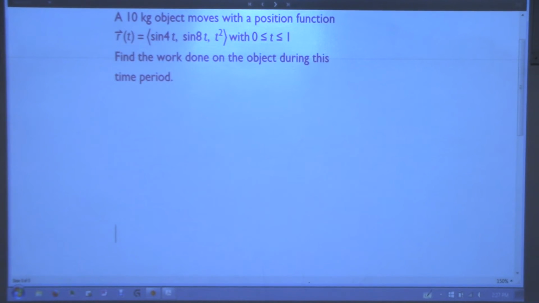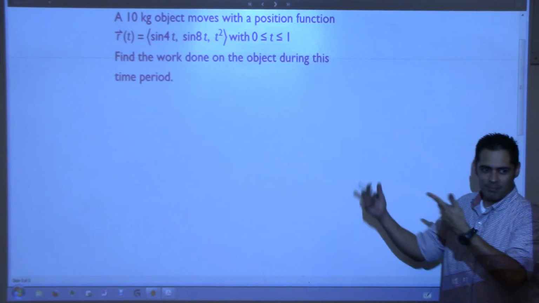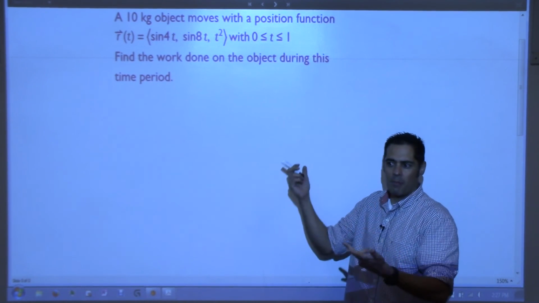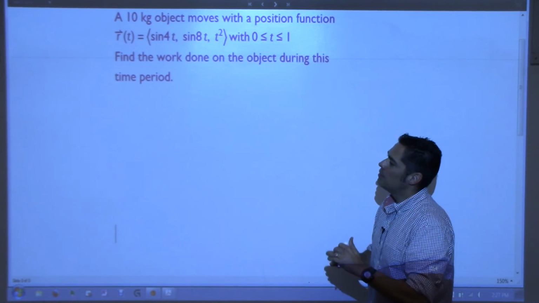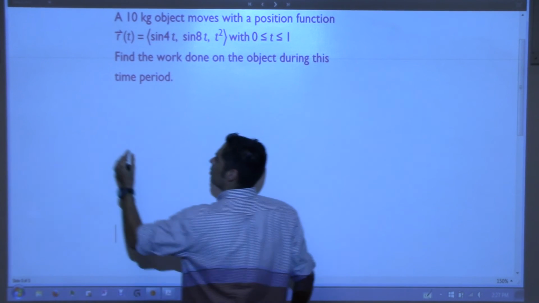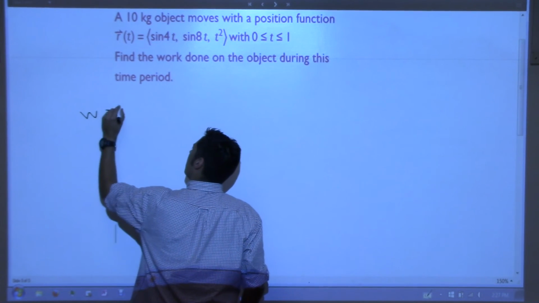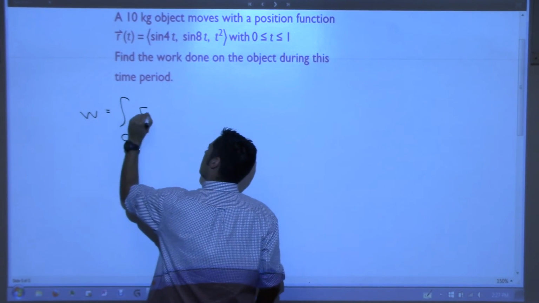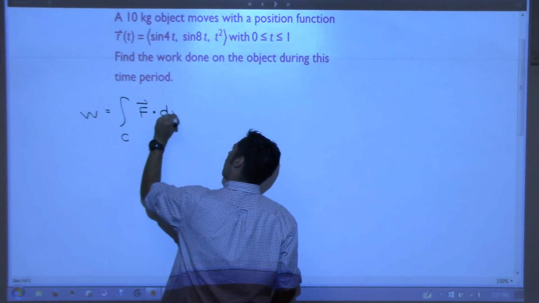Well, they want to know what work is, right? Okay, so we're going to need r, but we have it, and we're going to need r prime to get our formula. So work is going to be the line integral of F dot dr like that.